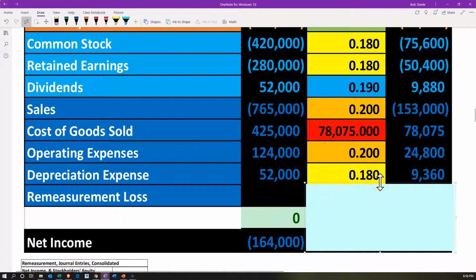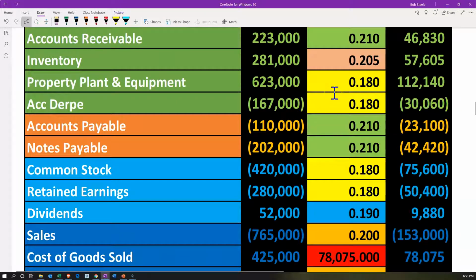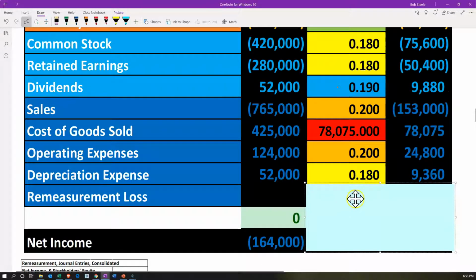And then we have the depreciation. Now the depreciation, since it's linked to the property, plant, and equipment, and we use the beginning rate for the property, plant, and equipment because the equipment was actually purchased before the parent company purchased the subsidiary. So we use the date that the parent company purchased the subsidiary, which was at the beginning of the year, January 1st, 20X4. We're going to do the same for the depreciation.